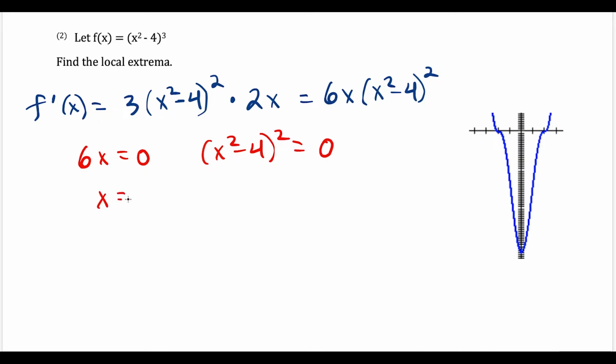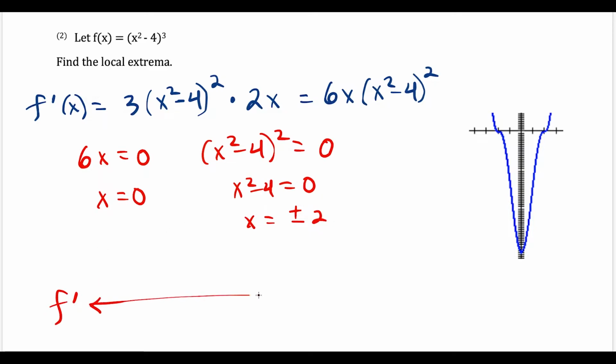Now for this one, we're going to have x equals 0 as our first critical point. But now, to solve for this, we're just really looking for what is x squared minus 4 equal to 0, which is going to occur at x equals plus or minus 2. So when we make our sign chart for f prime, we're going to mark it at -2, 0, and +2.